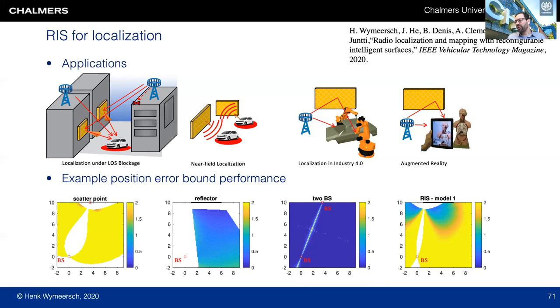The third figure shows when you have two base stations, and this is really the best scenario. Then you can be localized very well everywhere except on the line between the two base stations. And the last figure is when you have an intelligent surface, so that you can adjust the phases to provide positioning coverage for the user. And what you see is that you get good coverage everywhere, similar to the scatter point, but your performance is much better. Especially in this region here, you're doing much better than the scatter point. So this is why RIS could be a promising technology, but it's not as good as a real reflector.